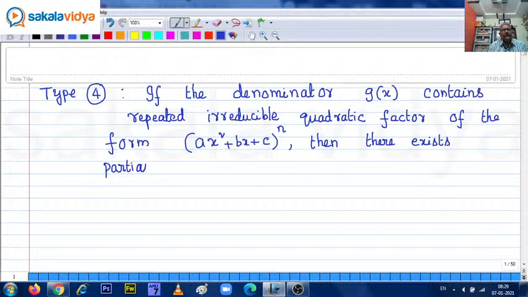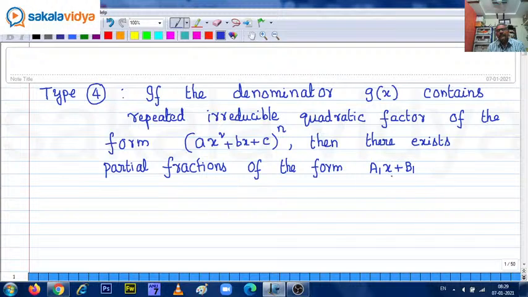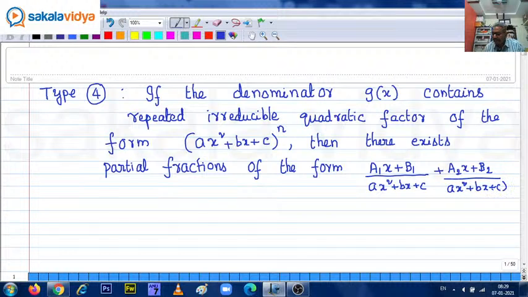Partial fractions of the form, see first, a1x plus b1 upon ax square plus bx plus c, plus a2x plus b2 upon ax square plus bx plus c whole square, and so on, you will be getting anx plus bn upon ax square plus bx plus c whole to the power of n. So that means there exist n partial fractions of this form.